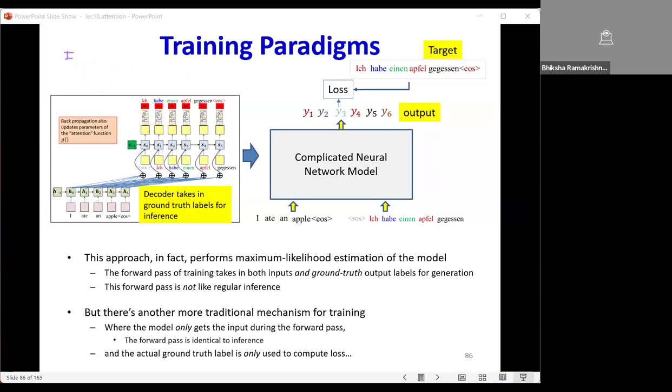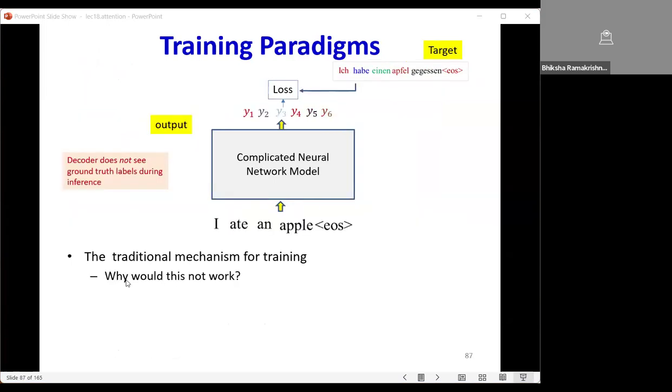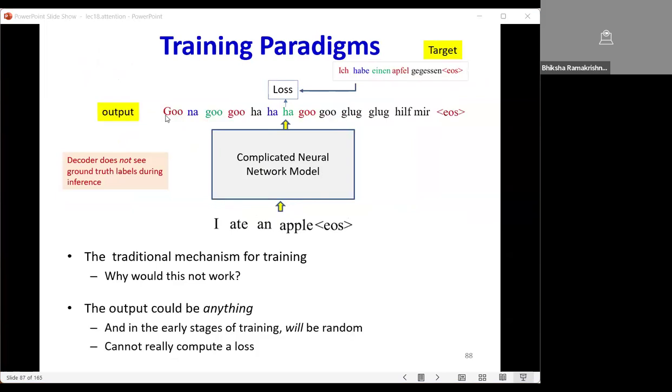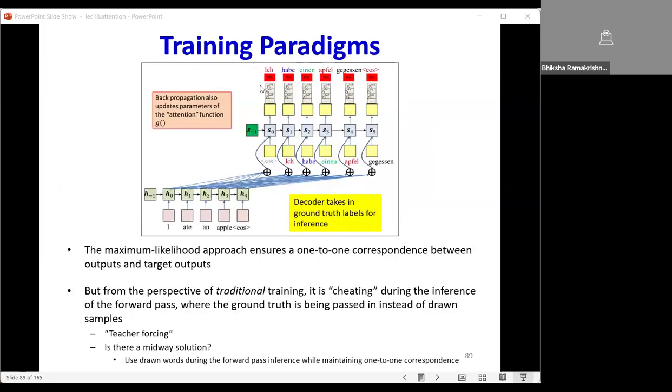So exactly, right? When you start training, why would this not work? The target is ich habe einen Apfel gegessen. But in the beginning, the network could be producing something like this, because the network is really bad at the beginning. How do you compare these two guys? You cannot really, right? How do you compute a loss between these two sequences? Quite impossible. Which is why we pass in these guys also to make sure that there's a one-to-one correspondence between the actual output and the target output. Is this making sense? Why we do this?